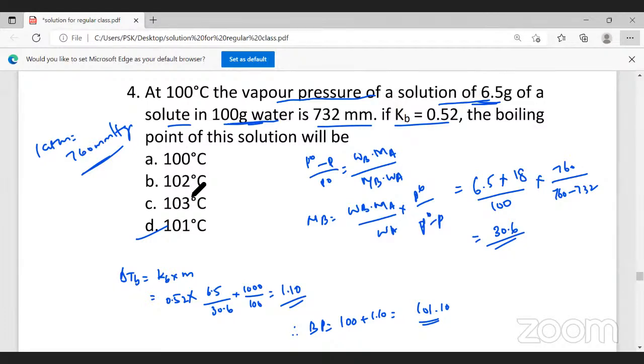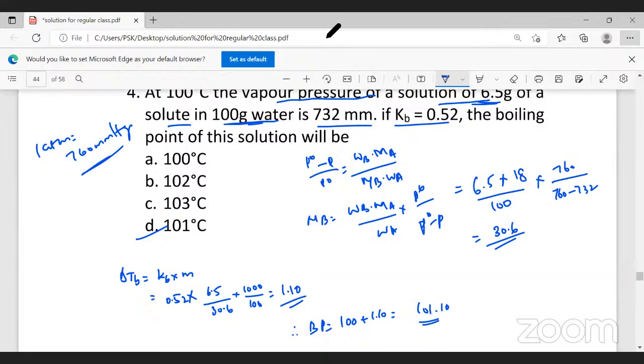Any others? Any clarification? No clarification. The next problem.